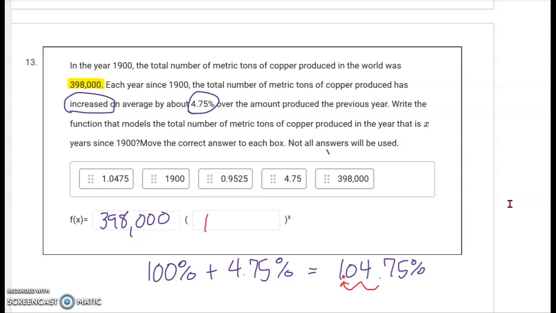So it's actually 1.0475. Okay? You don't need this, guys, at all, the 1900. It's just the year. It has nothing to do with the numbers you need. This is clearly a decay because it's less than 1. Just remember, you always have to add your percentage on to 100 or subtract it from 100.